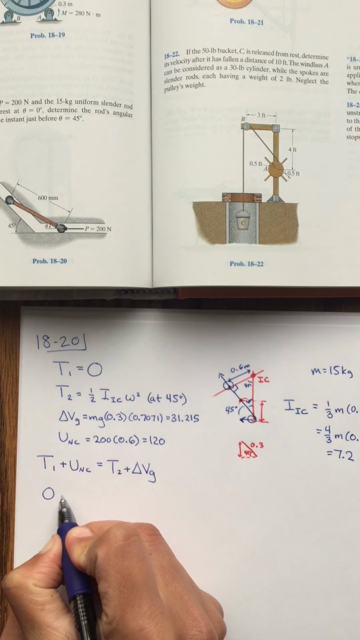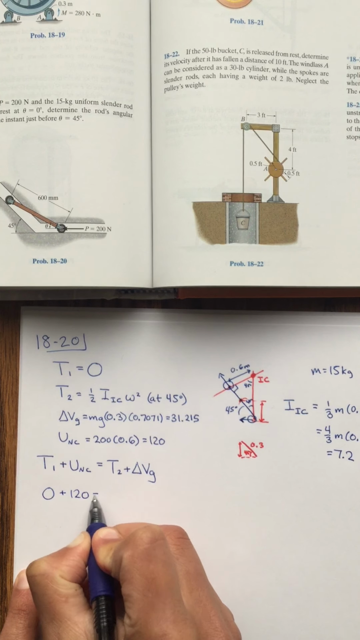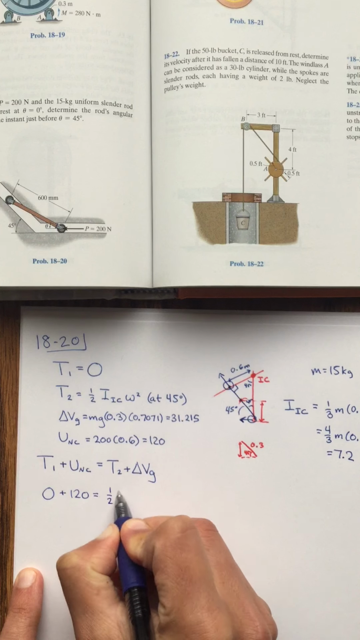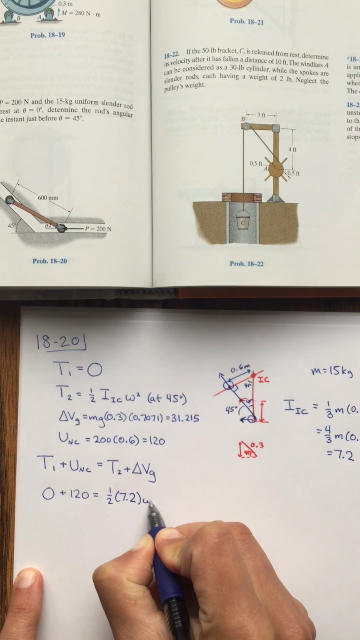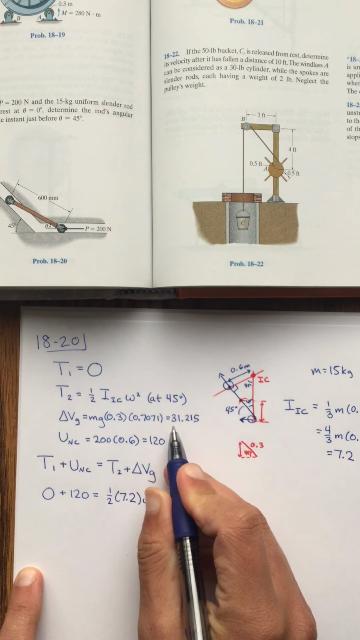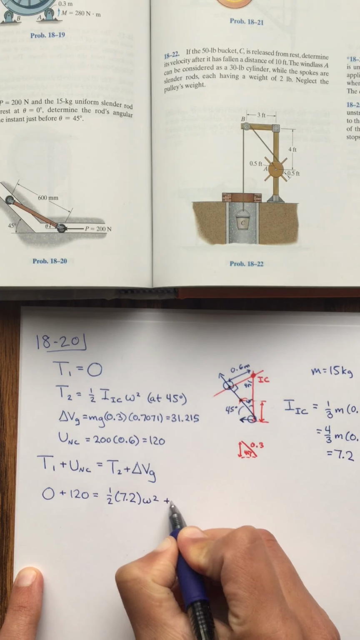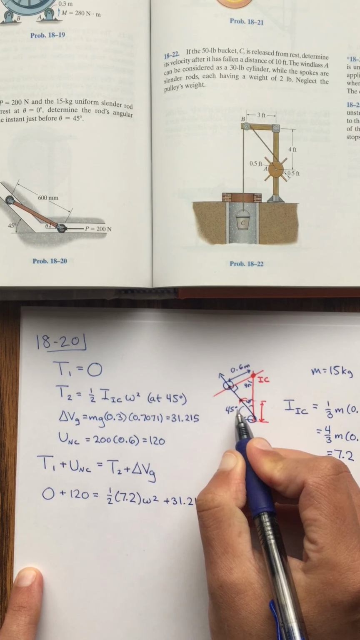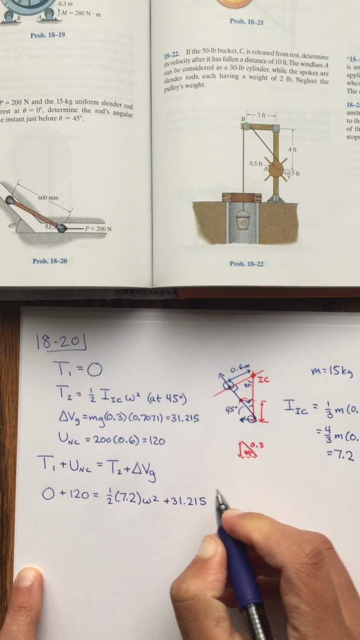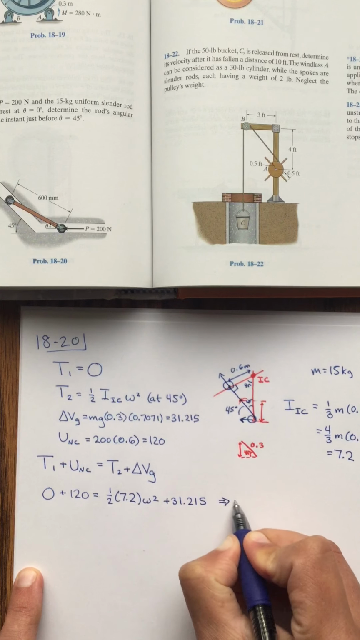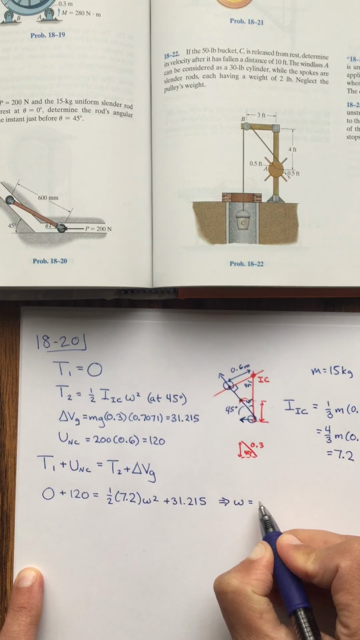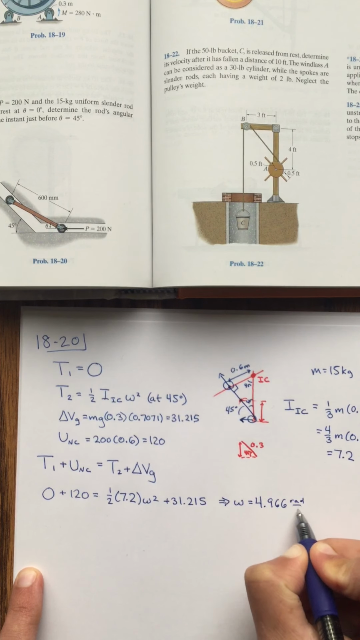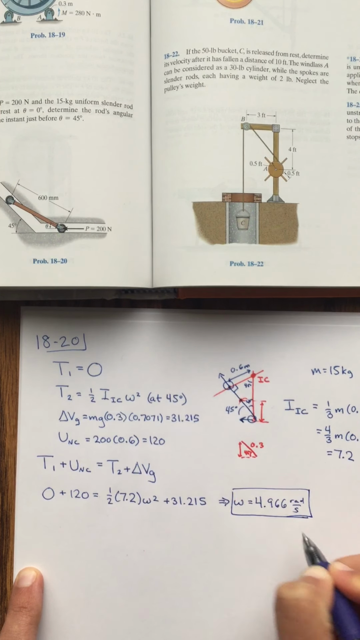So now we can just take everything and put it in our work energy relationship. So T1 is 0. The work done is 120. T2 is equal to 1/2 of 7.2 times omega squared. And the change in gravitational potential energy is 31.215, and we are ending at a higher height than we started from, so the change should be positive. So you can take this and solve for omega, and you should get 4.966 radians per second for omega.